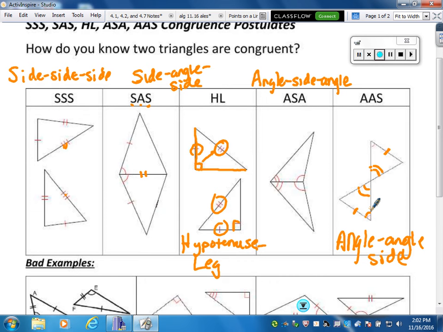So look at what I have. I have an angle, the very next angle, and then a side. An angle, the very next angle, and then a side. So make sure that you've got those in that order that it's saying it.